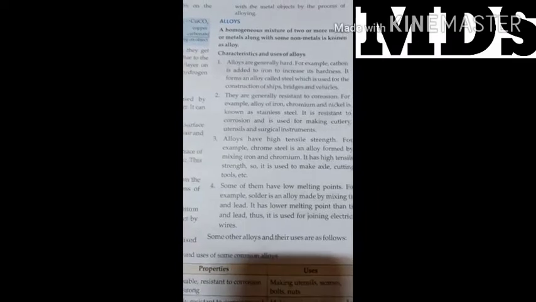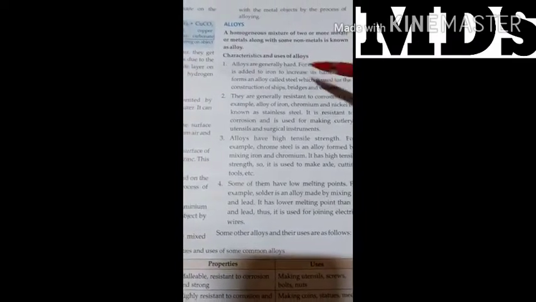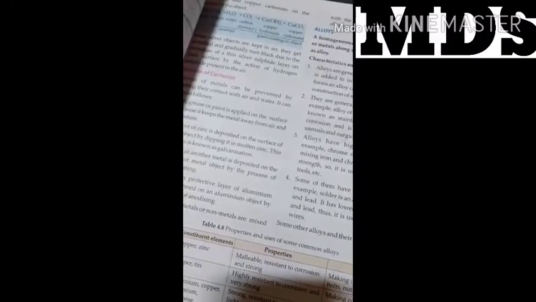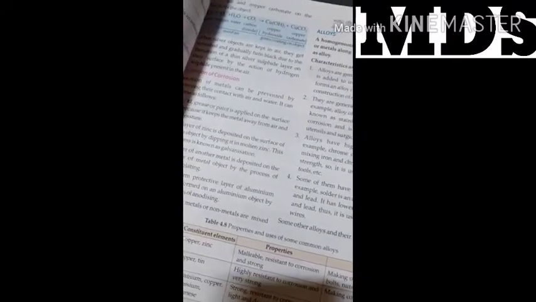Clear? This topic we will read tomorrow. Today you have to read this chapter up to corrosion and the properties of corrosion.